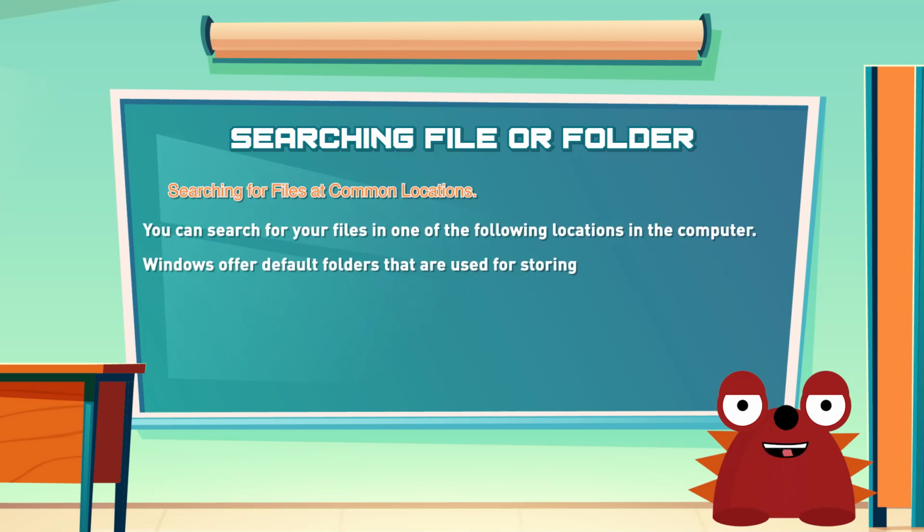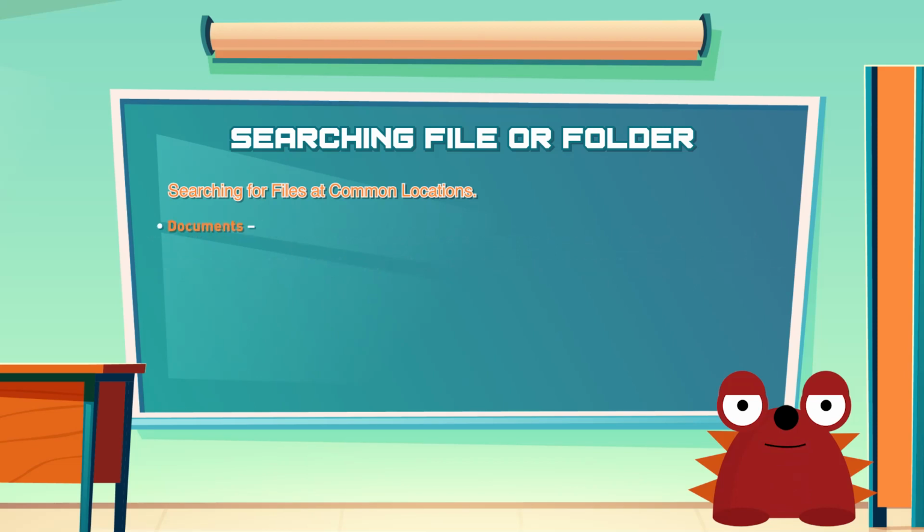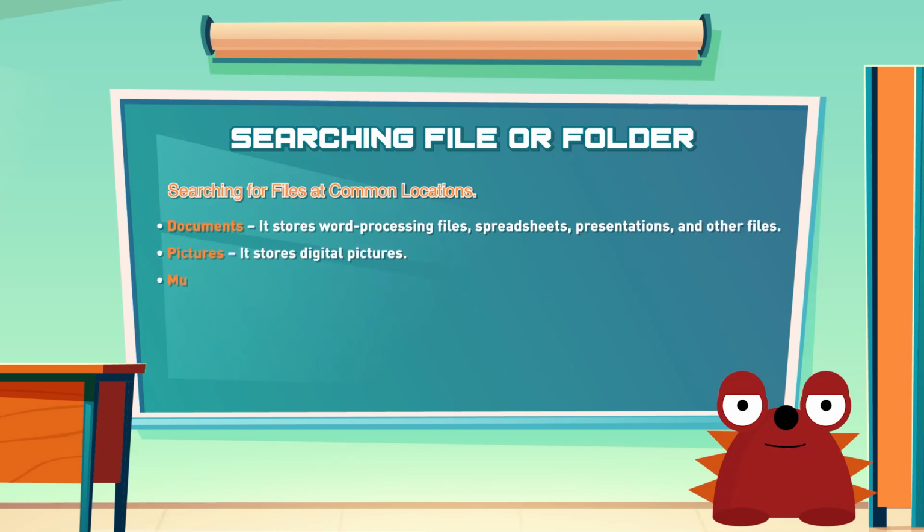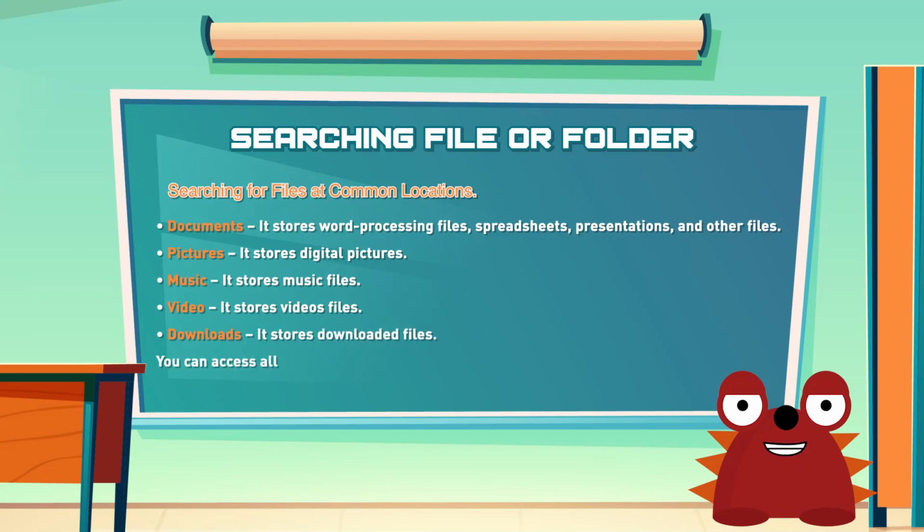Windows offers default folders that are used for storing specific files and folders. Documents is a folder that stores word processing files, spreadsheets, presentations, and other files. Pictures stores digital pictures. Music stores music files. Video stores video files. And Downloads stores downloaded files. You can access all the above folders in File Explorer.